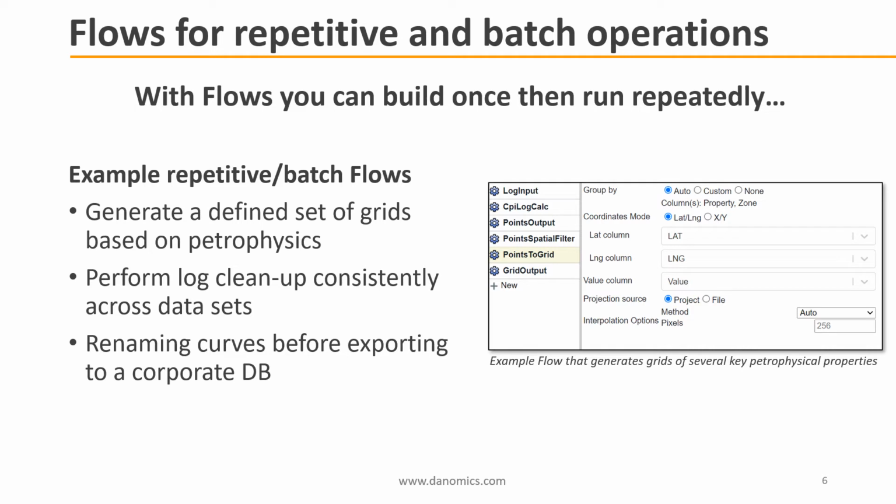Another example would be things like renaming curves before you export those to a corporate database. I know a lot of you have very specific naming conventions, and a lot of times those don't line up with the defaults that come out of Danomics. Well, in this case, you could go in and rename curves, curve by curve, to make sure that you get exactly the naming nomenclatures that you're looking for. So that'd be another example of a batch operation that you do repetitively within Danomics.